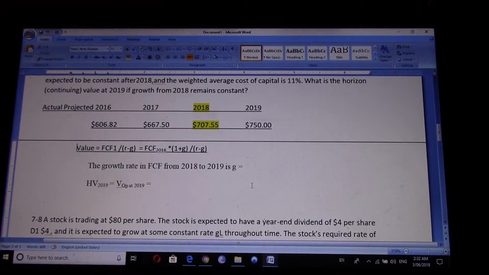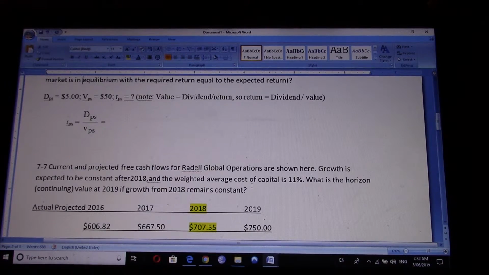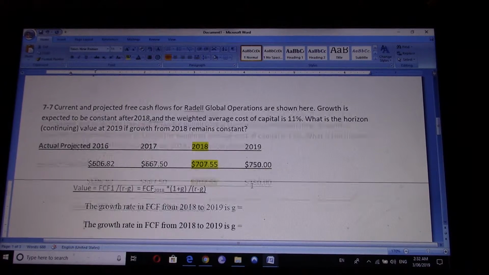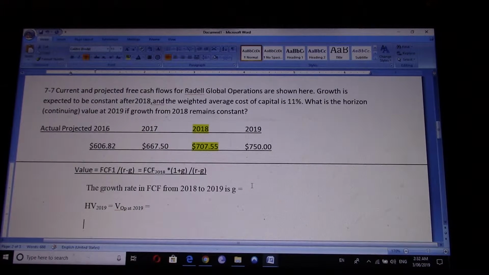Hi class, let's continue working on question number 7 of this chapter 7's homework. So we want to figure out, the question is asking for the value of 2019 and growth rate after year 2018. The growth rate will remain constant. So this is the equation.